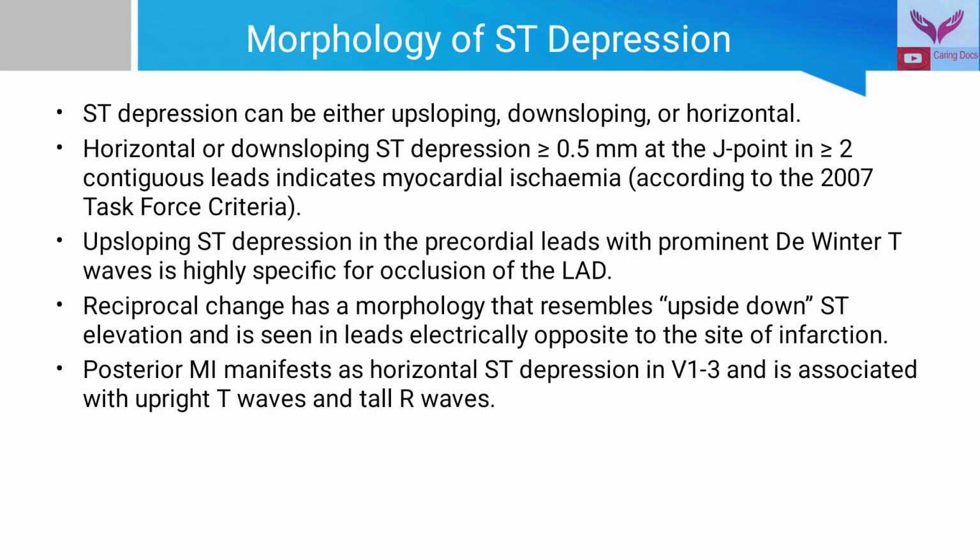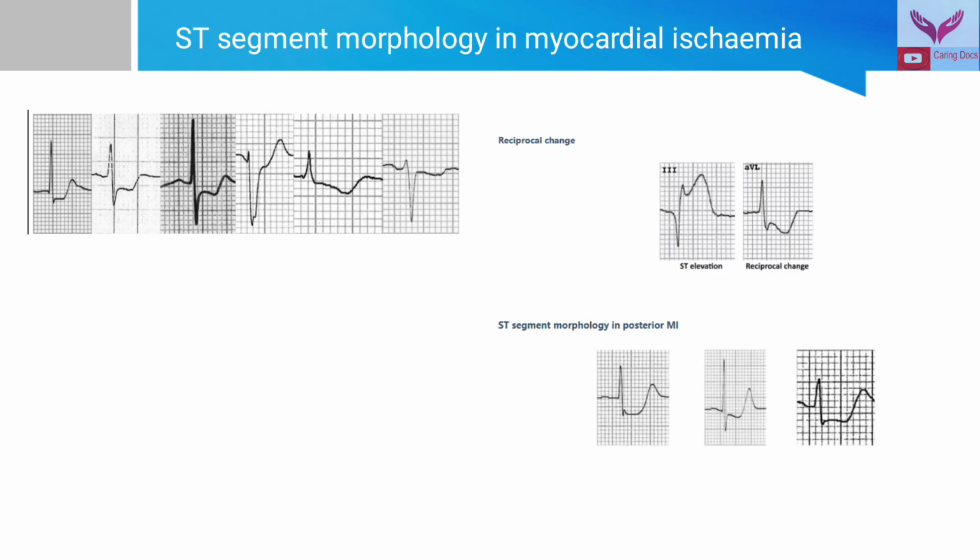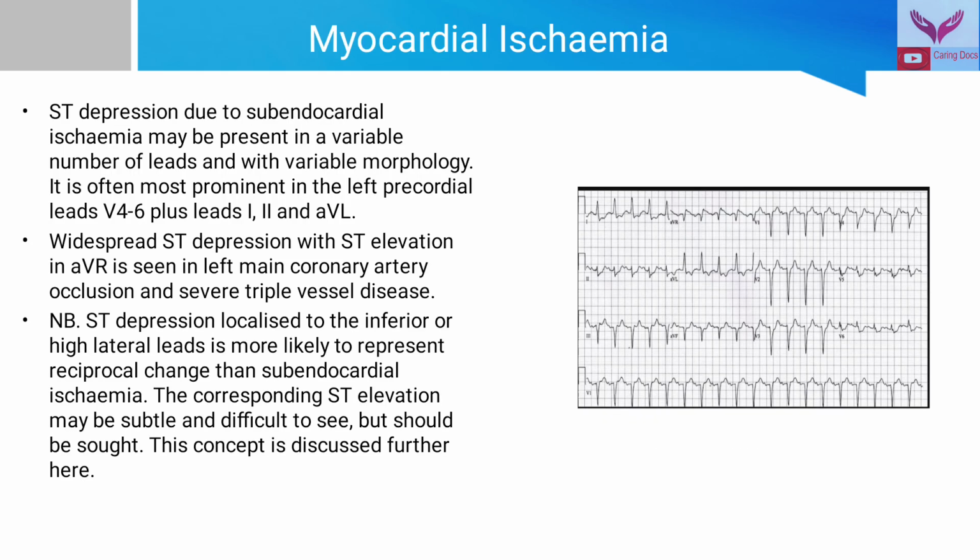Reciprocal changes have a morphology that resembles an upside down ST elevation, and are seen in leads electrically opposite to the site of infarction. Posterior MI manifests as a horizontal ST depression in V1 to V3, and it is associated with upright T waves and tall R waves. In this ECG, we can see the upsloping ST segment depression, downsloping ST segment depression, and horizontal ST segment depression. So these are the ST segment morphologies in various types of myocardial ischemia.